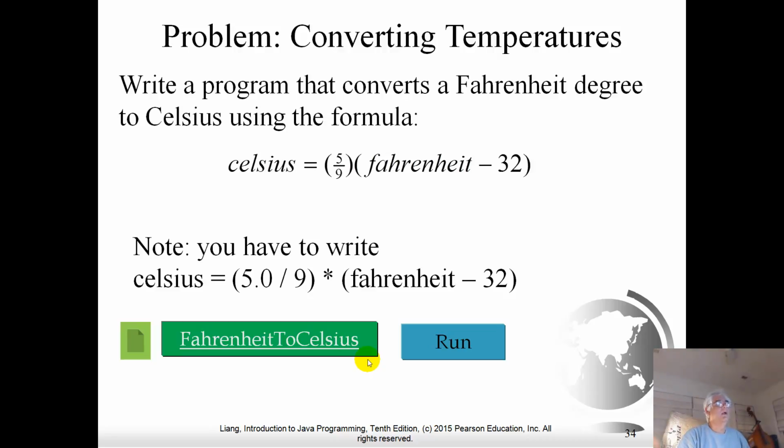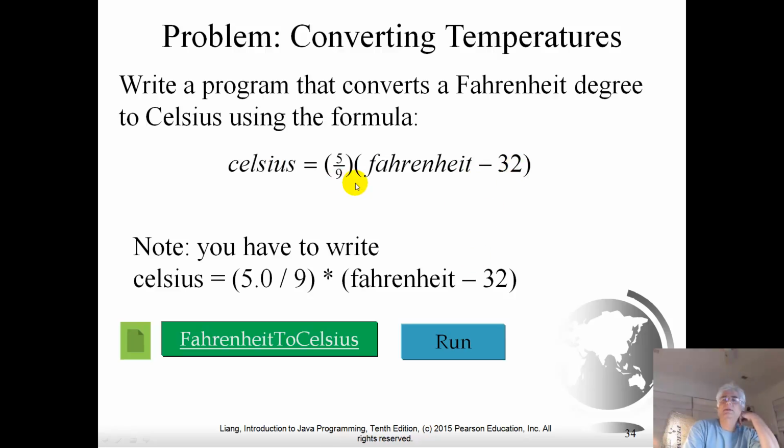We want to write a program that converts Fahrenheit to Celsius using this formula, which you might not have at the tip of your tongue. Maybe you do, but you've probably known this formula your whole life as well. Celsius equals 5/9 times Fahrenheit minus 32. So you'll need to write code.